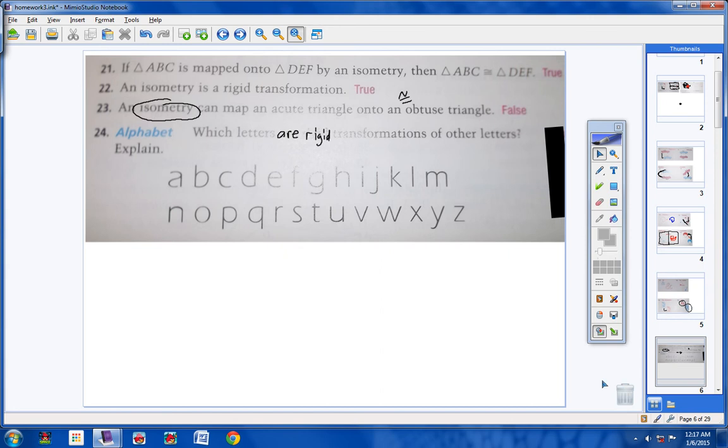Okay, cannot be done. Okay, which letters are rigid transformations of the other letters? Well, how about B and D? B and D. They're rigid transformations.